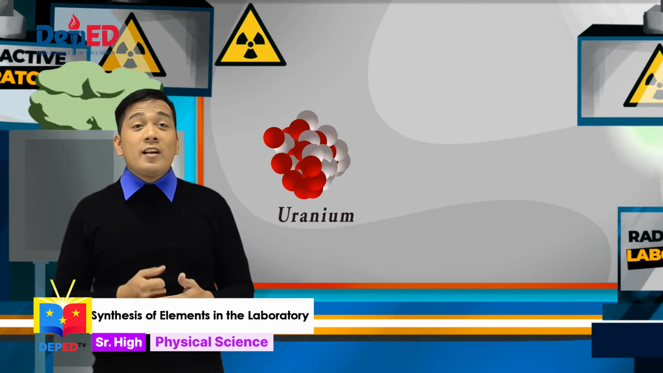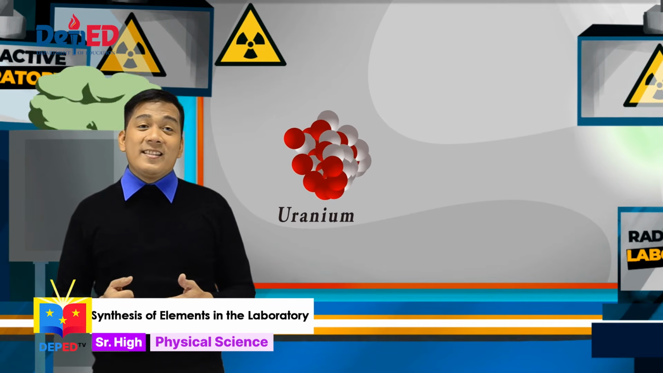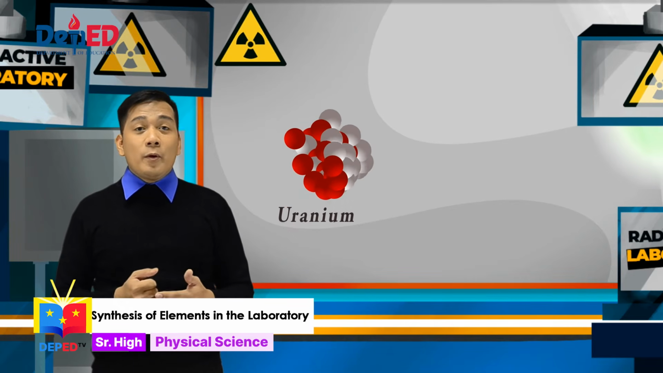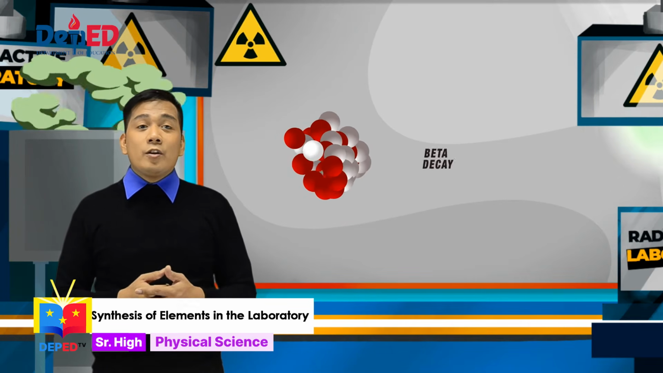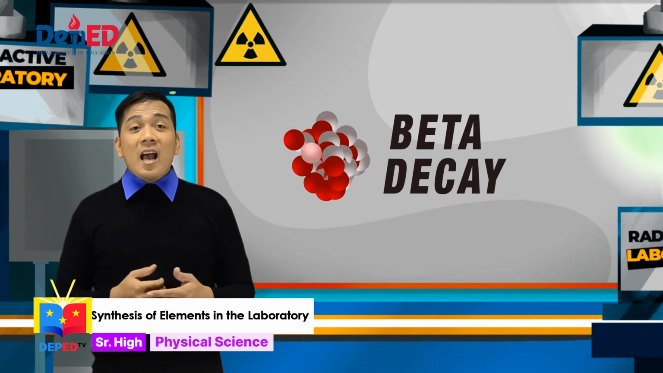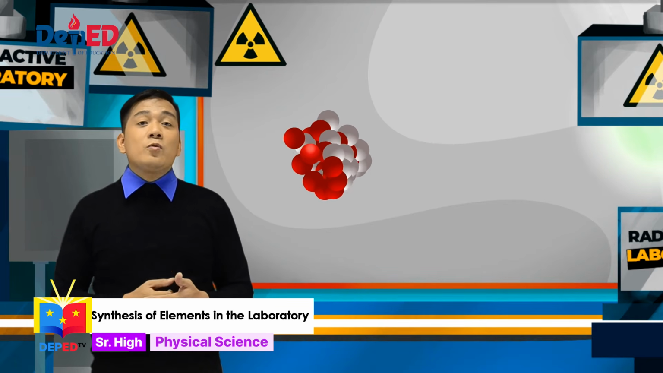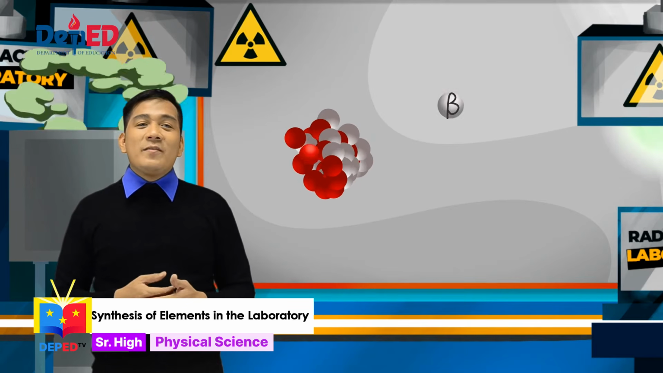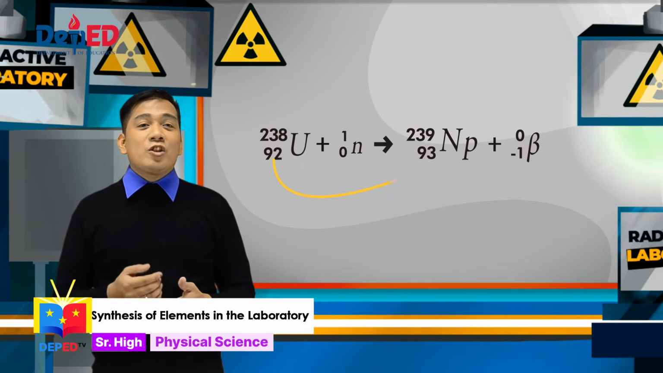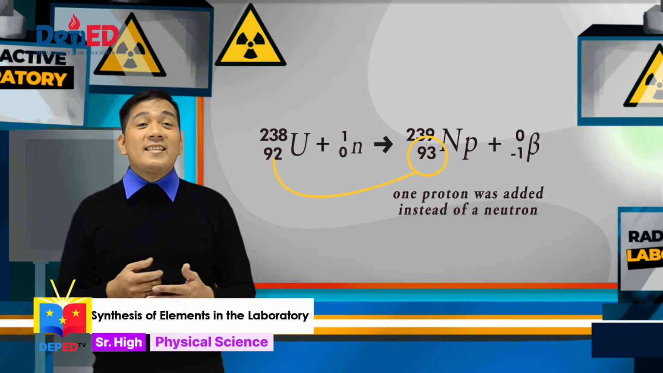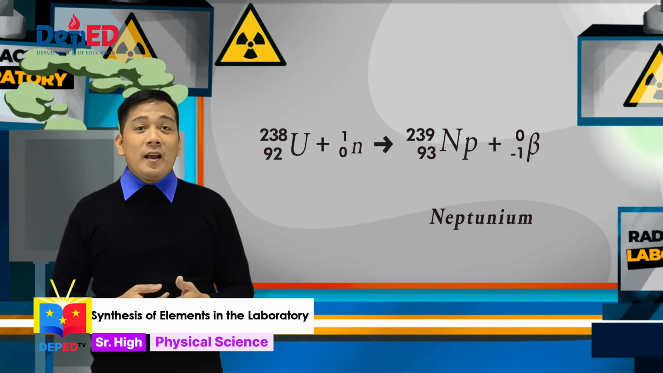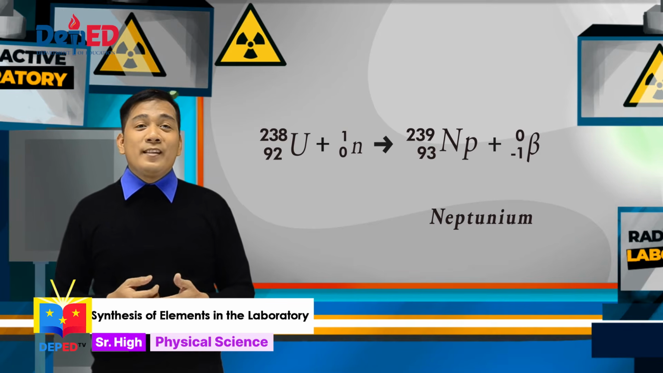First, the neutron attached to the uranium nucleus. Second, atoms that have too many neutrons compared to protons have a greater tendency to undergo beta decay. When this happens, one neutron turns into a proton, and a beta particle is released. This is the reason why the equation shows that one proton is added. Element 93 was named Neptunium, after the planet Neptune, which was the planet after Uranus.